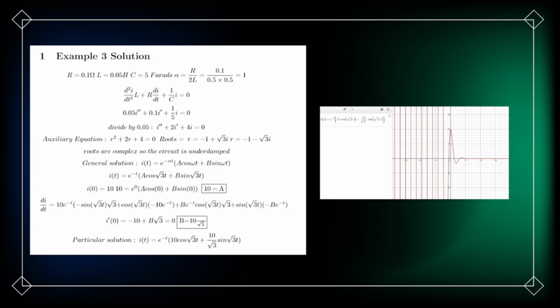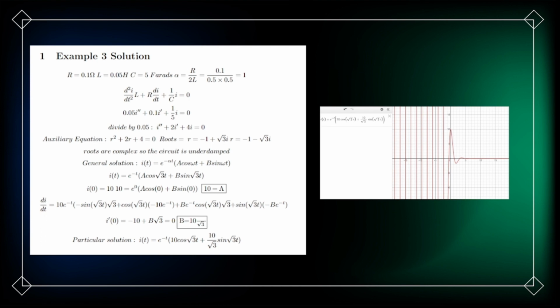And the general solution for an underdamped circuit is given by I of t is equal to e to the negative alpha t times (a cosine omega t plus b sine omega t). Since we have our alpha and omega values, we can just plug those into the equation and then solve for a and b. We have our initial condition, I of 0 is equal to 10, and when we plug that in, we get 10 is equal to a.